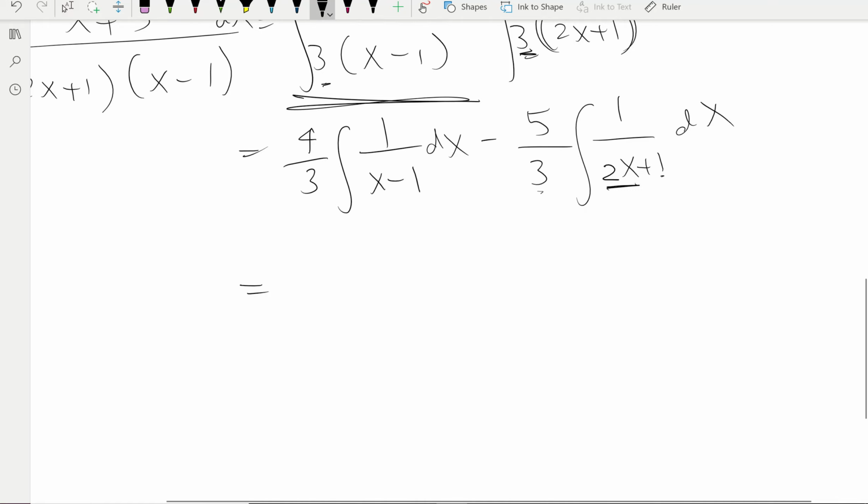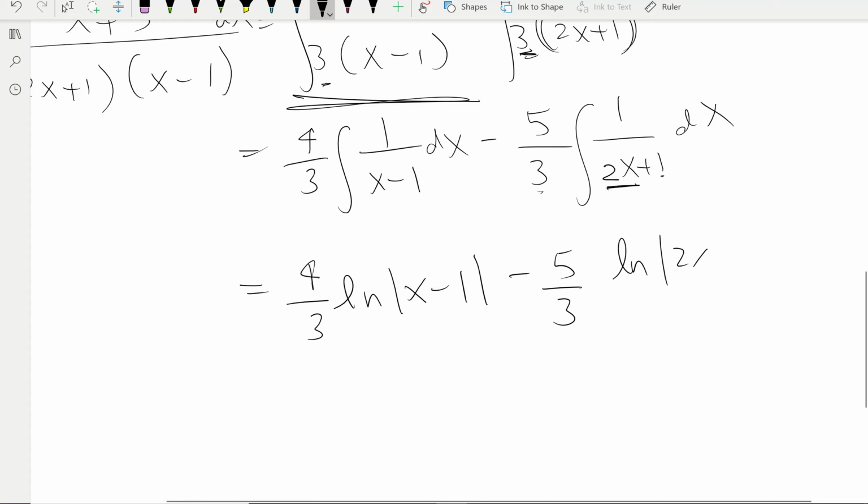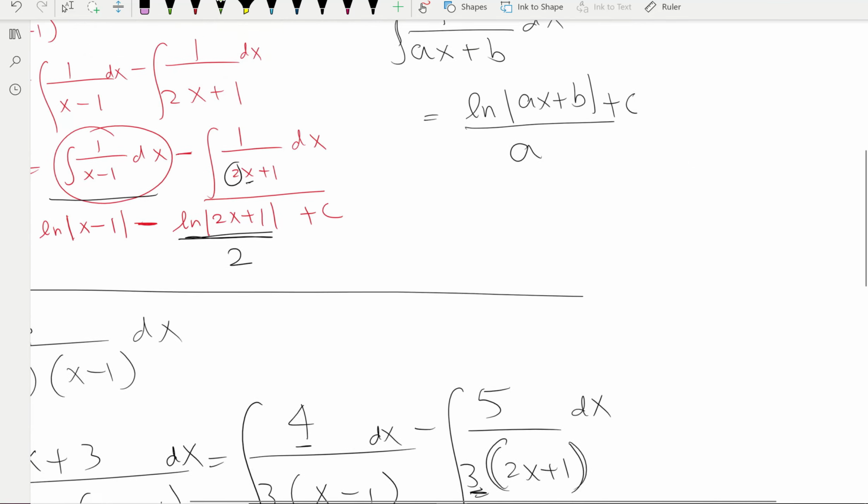So if you integrate here, 4 over 3 stays there: natural log of the absolute value of x minus 1, minus 5 over 3 natural log of 2x plus 1. And because of this 2, you divide by 2. So 3 times 2 altogether is going to be 6. So be careful, plus c. Does that make sense? So be careful with the integration there. All right, so let me go back.